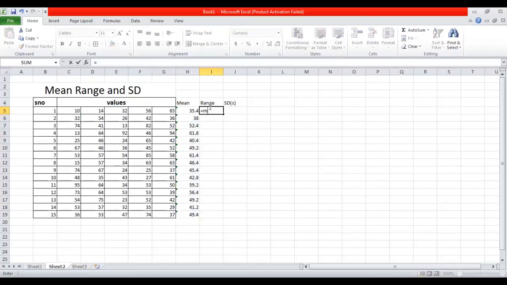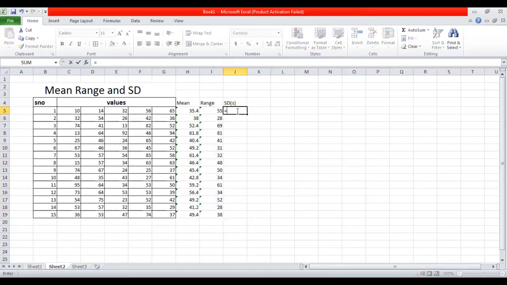So first, equals MAX of these 5 values, close the bracket, minus MIN of the same values. Maximum of these values minus minimum of these values will give you the range value. If you observe, the maximum value is 65 and the minimum value is 10. So 65 minus 10, we got the range as 55. Similarly, we can drag this formula for all the K samples, for 15 samples, and we get all the range values.